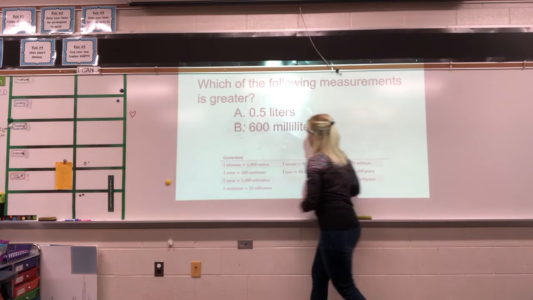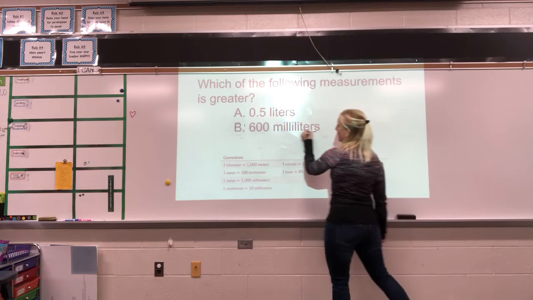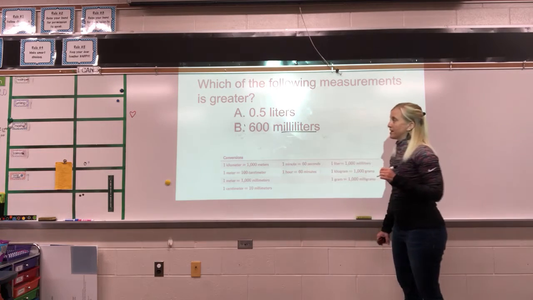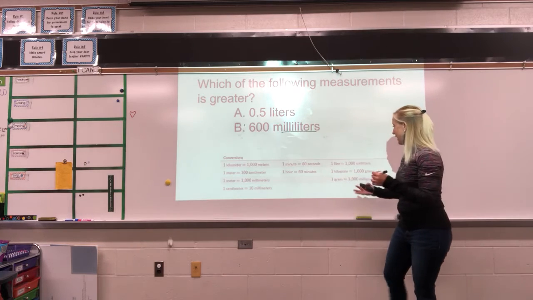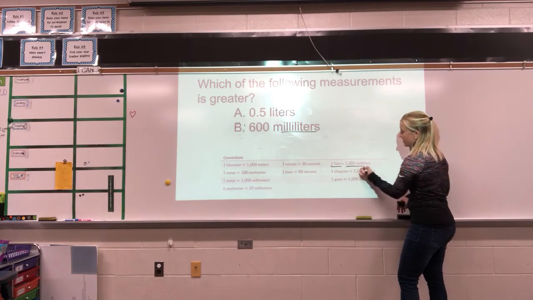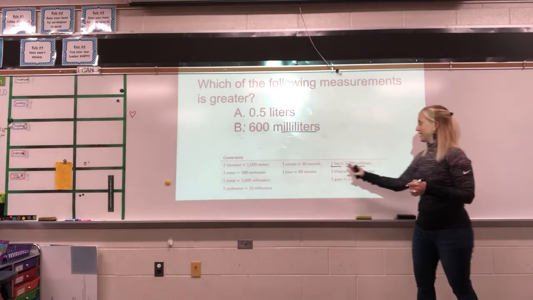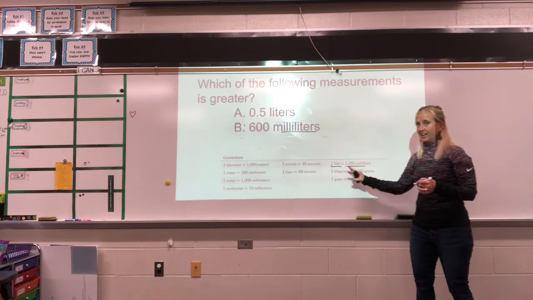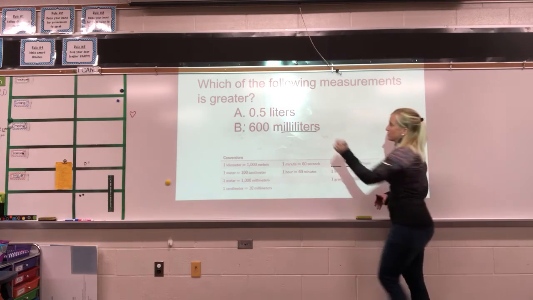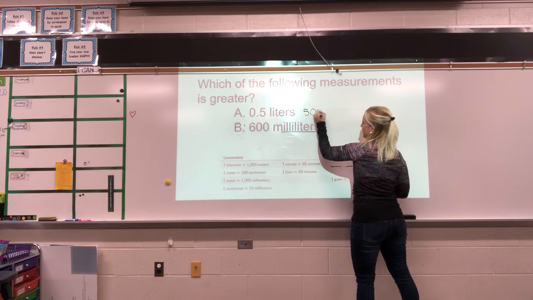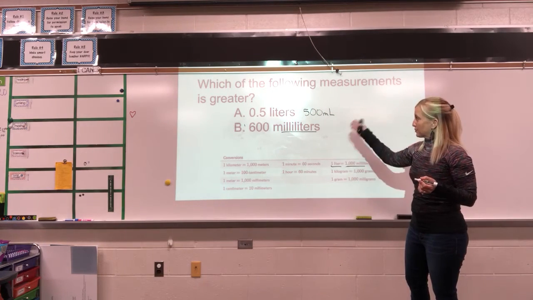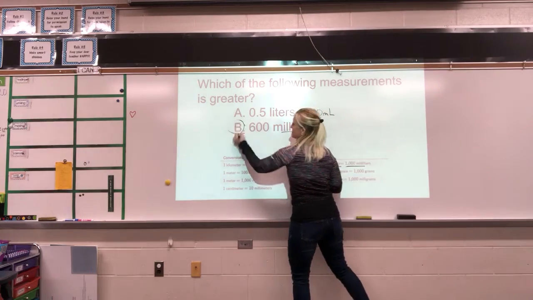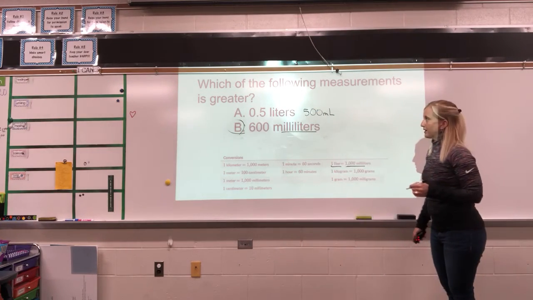Okay, so this one's saying 600 milliliters. Well, I need to change this to milliliters then. So this is half of a liter. Well, I'm already thinking, okay, I know that 1 liter is 1,000 milliliters. So if I have half of a liter, I have to have half of 1,000. So that's going to be 500 milliliters. Okay, and so then now I can compare pretty easily, and I can say, well, B is definitely going to be my greater one.